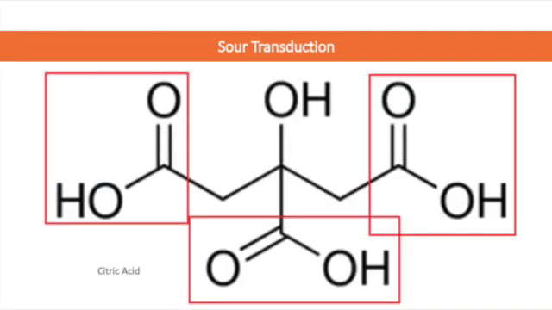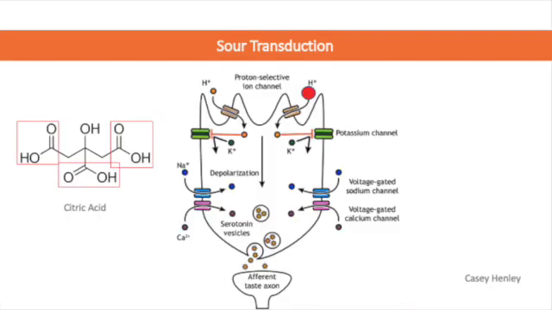Sour foods have a high acid content. Chemically, this just means that a molecule can easily donate a proton or a hydrogen ion. In this example of citric acid, you can see the carboxylic acid group outlined in red. And as you might remember from chemistry, a carboxylic acid group readily donates the hydrogen atom, or the proton, because of the high affinity for electrons of the oxygen. So this hydrogen atom can subsequently find a sour receptor in a taste bud.